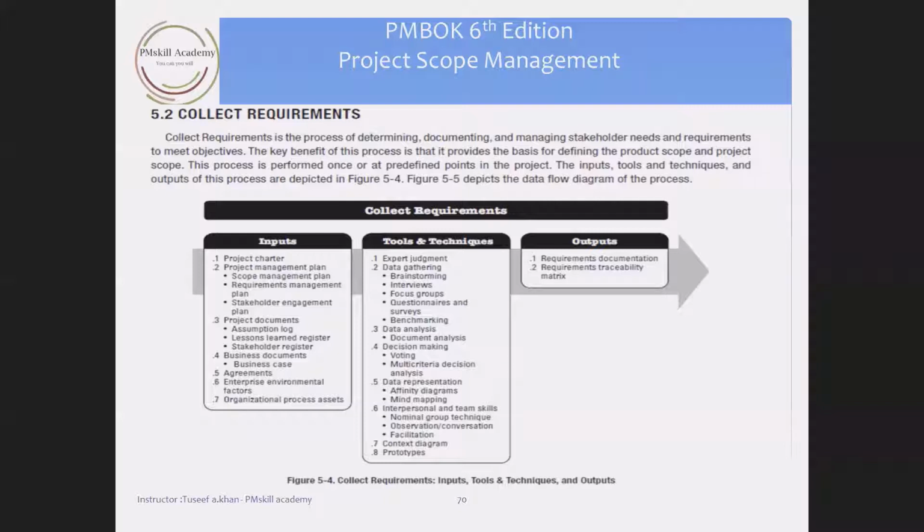So you can see here in the PMBOK Guide 6th edition, figure 5-4, Collect Requirements. You can see the inputs. There are many inputs, tools and techniques, and outputs. In inputs, you can see the project charter, because in the project charter we have the high-level requirements of the project. And you can see the big umbrella of the project management plan. We have 3 inputs from there.